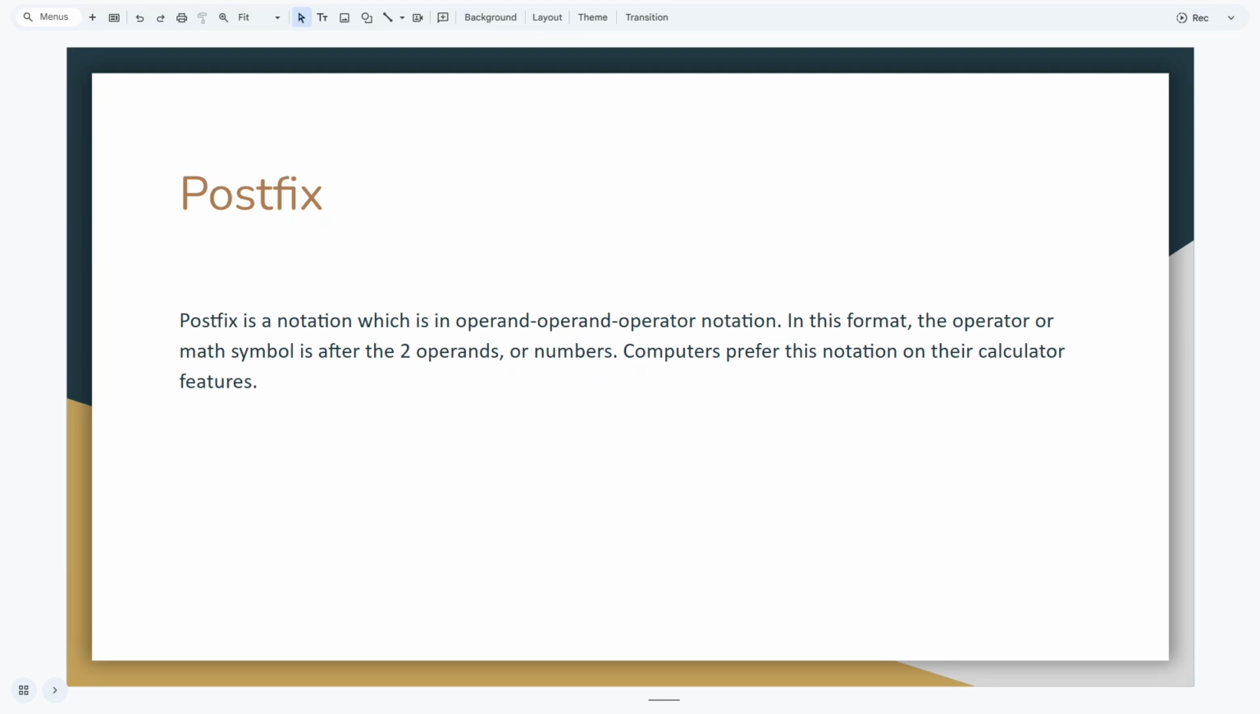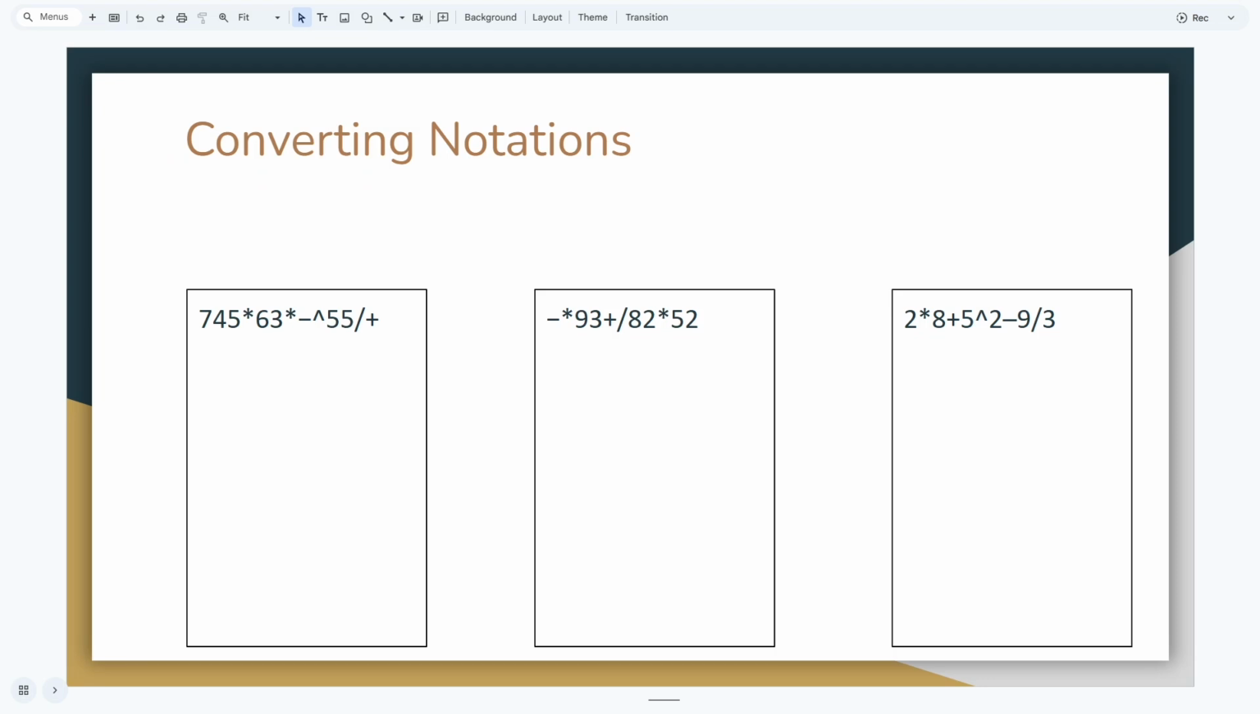So first of all, let's start with converting notations. We have a postfix expression here. We'll practice converting it into prefix and infix. We have a prefix equation, which we'll practice converting into infix and postfix, and an infix equation, which we'll practice converting to prefix and postfix. So let's start with the postfix equation.